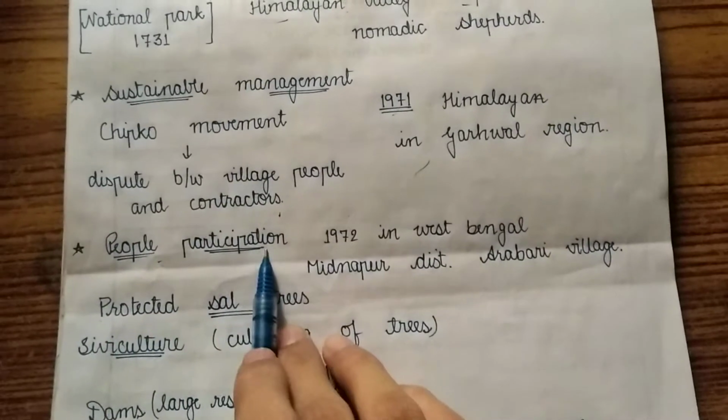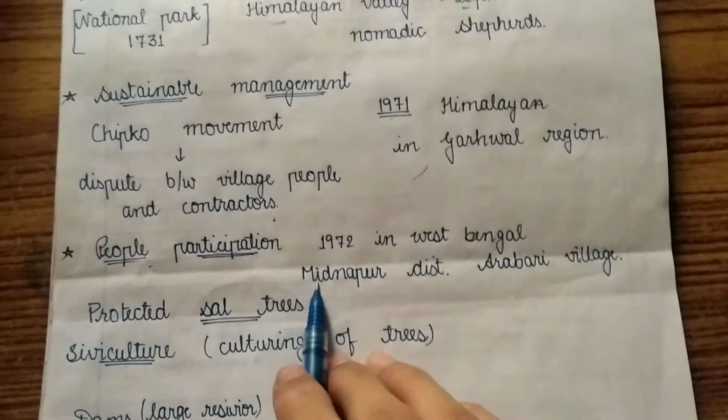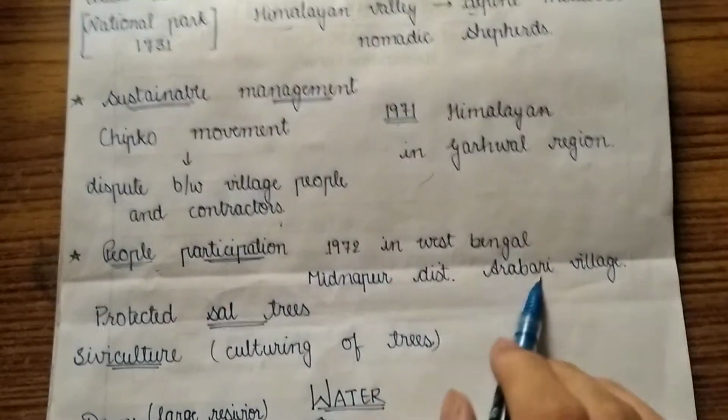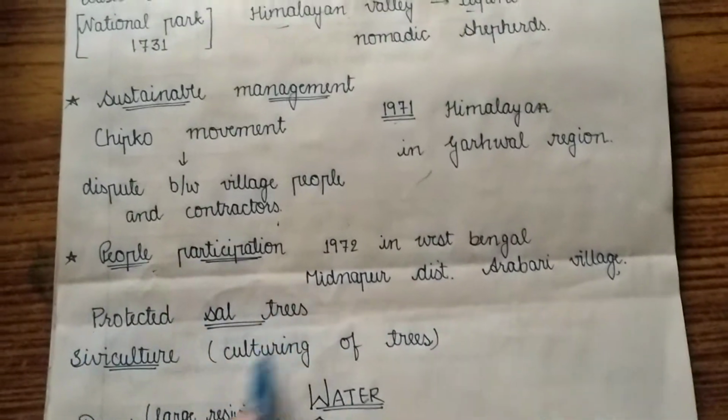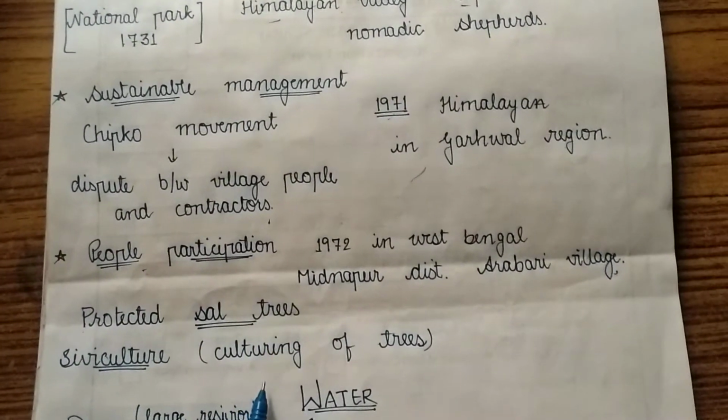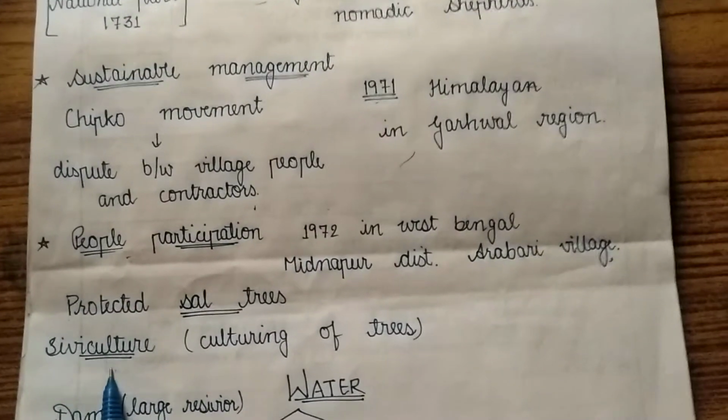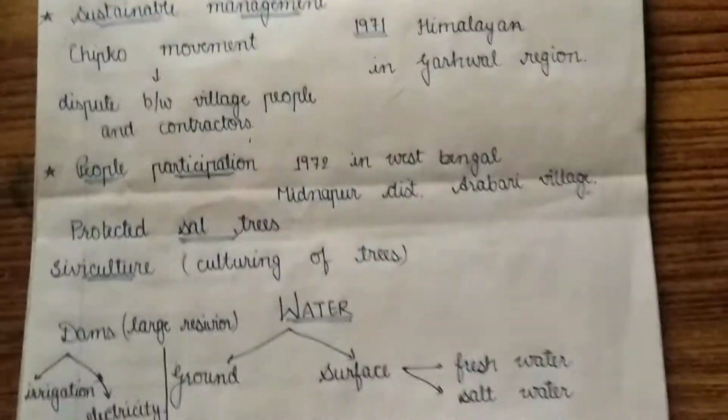Next is people participation. In 1972 in West Bengal, in the Midnapur district, Arabari village, the people used to protect the sal trees. And now the next term is silviculture. Silviculture means culturing of trees.